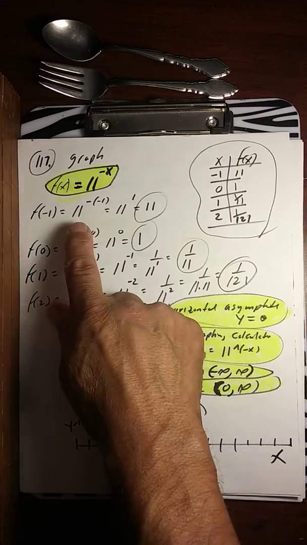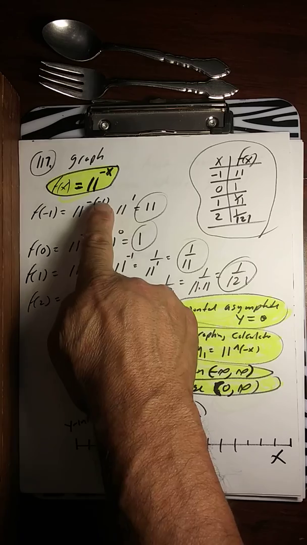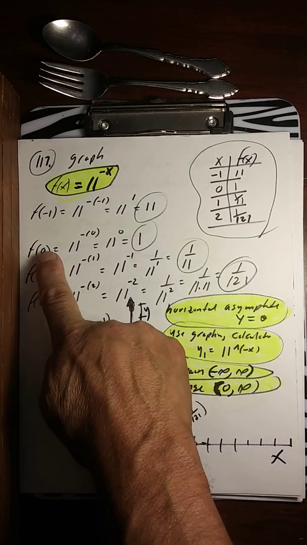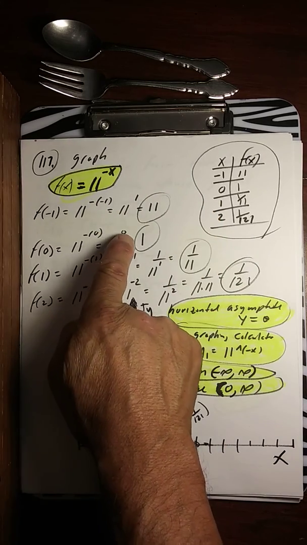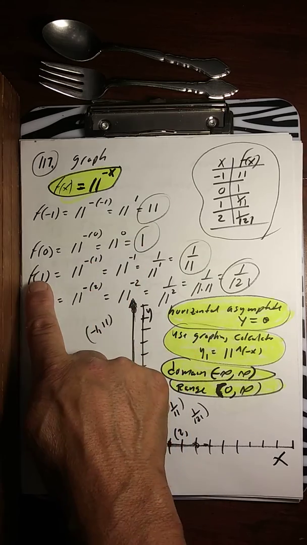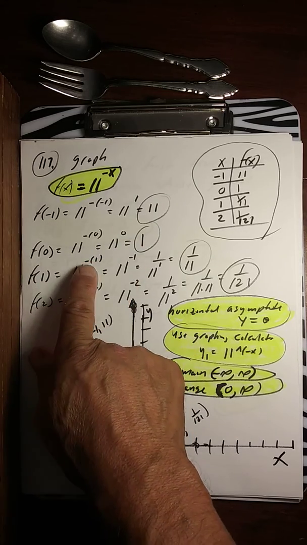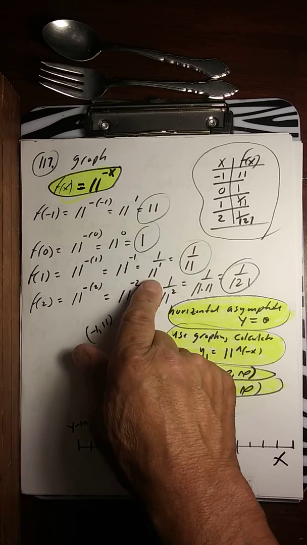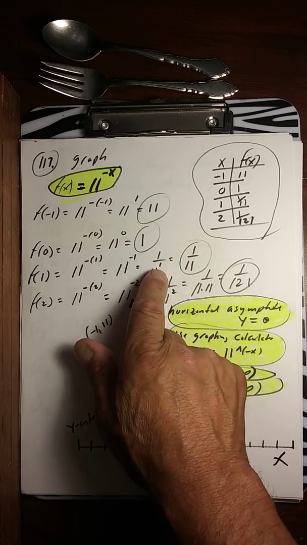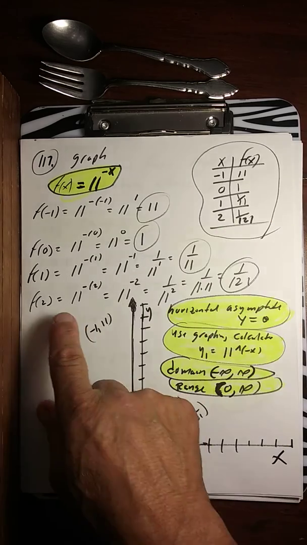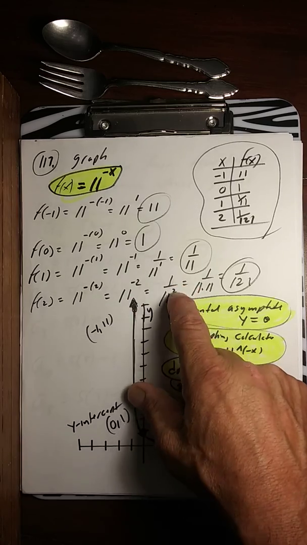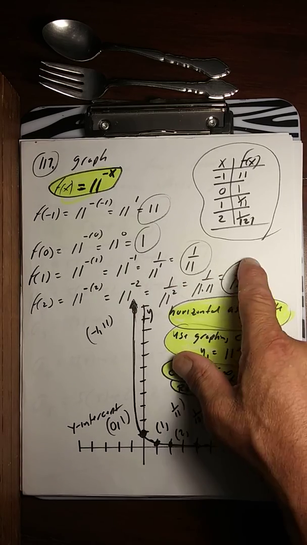So suppose the numbers are -1. So put a -1 there. 11 to the negative 1... Done. Put a 0 in there. This to 0, anything to 0 is 1. Put a 1 in there. To -1, negative 1 power, we can bring it to the bottom. 1 over 11 to the 1, which is 1 over 11. Done. -2, 1 over 11 squared, 1 over 121.